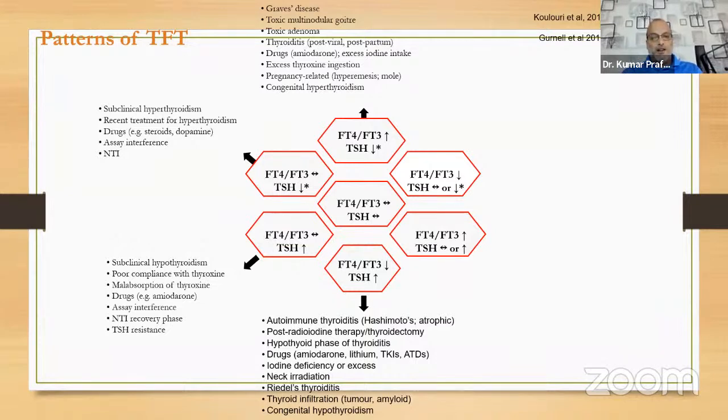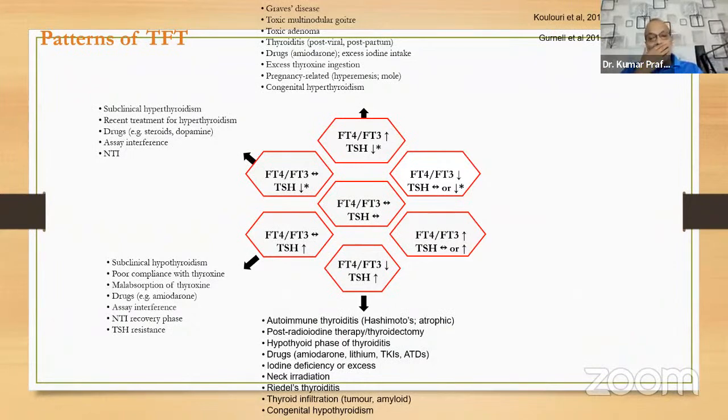and non-thyroidal illness. The second was subclinical hypothyroidism, in which thyroid hormones were within the normal limit, but TSH was high. So when TSH is high, this shows that thyroid function is decreased. But when thyroid hormones are normal, we call it subclinical hypothyroidism. Now, subclinical hypothyroidism occurs under conditions like poor compliance to thyroxine, malabsorption of thyroxine, certain drugs like amiodarone, assay interferences, non-thyroidal illness, and TSH resistance.